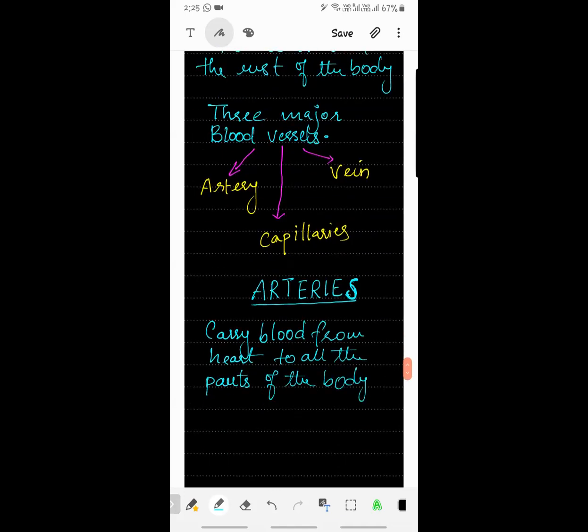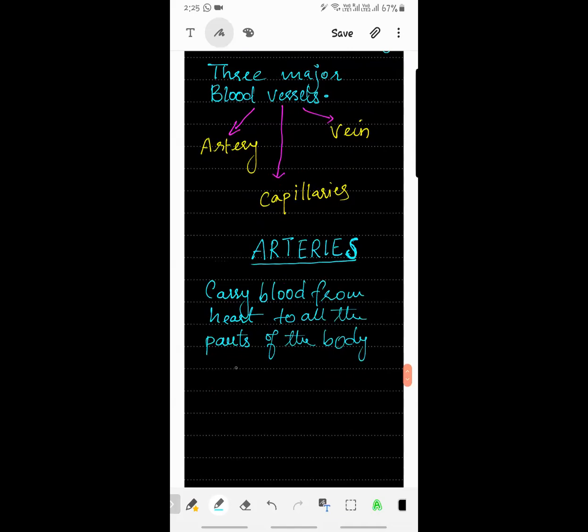All the parts of the body where they are present. We can write it is present deep under the skin. Deep under the skin, whereas arteries carry blood at very high pressure.